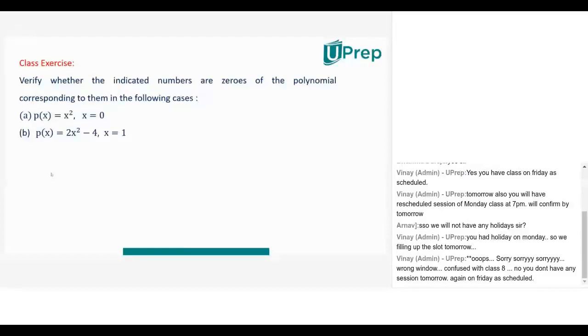So the first one is true while the second one is false. Okay. He says the first one is a zero, but the second one will not be, I mean x equal to 1 will not be a zero of the second polynomial. Correct? What about others?